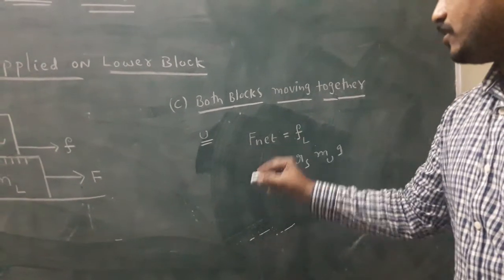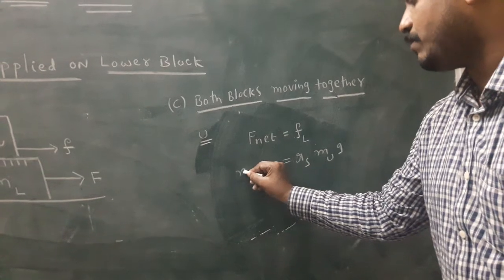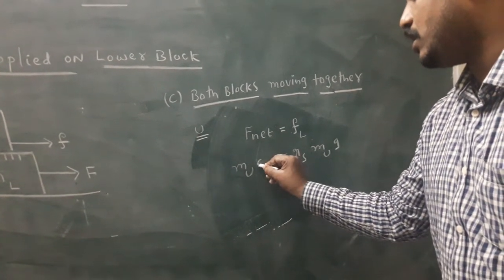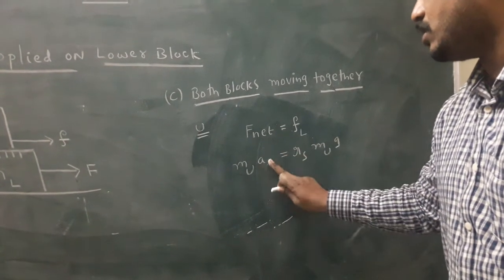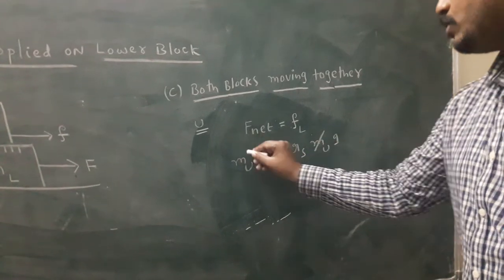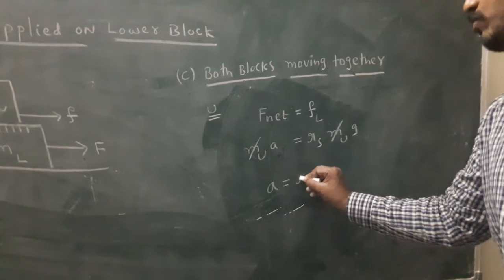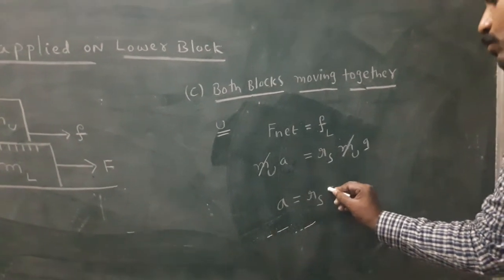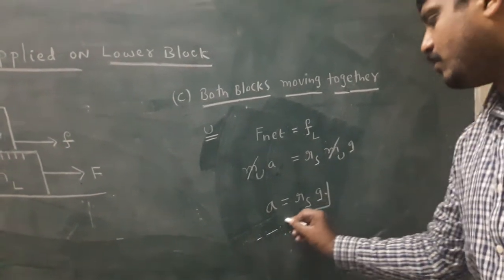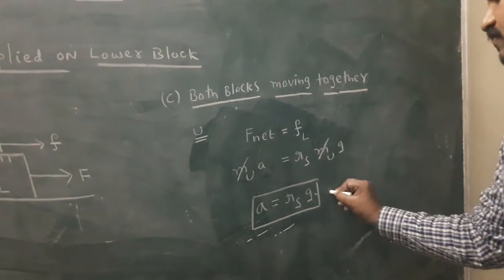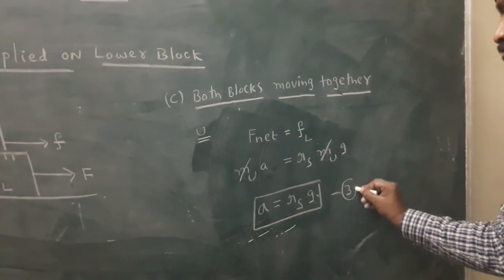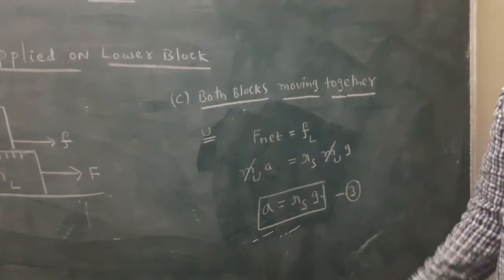Left side, Newton's second law, upper block. Here mu cancels. Acceleration of both blocks, which commonly move together. What is the formula? Acceleration formula is mu s into g. Write it down.